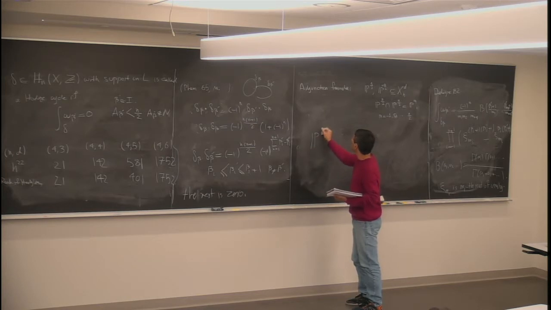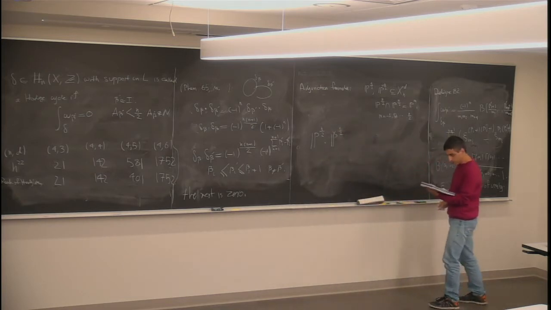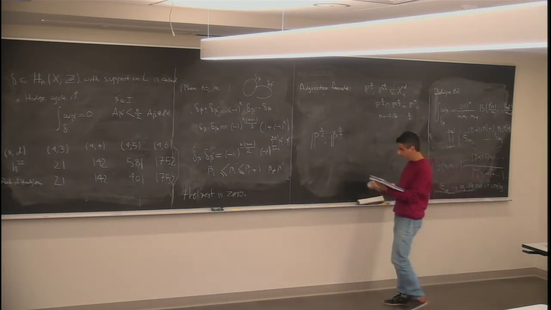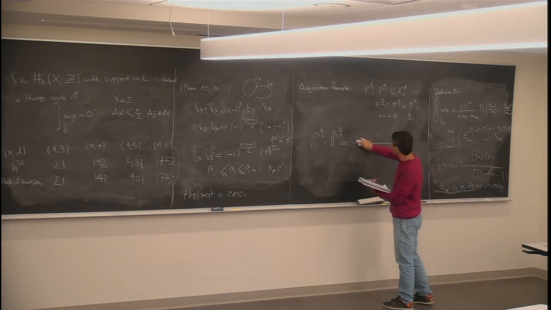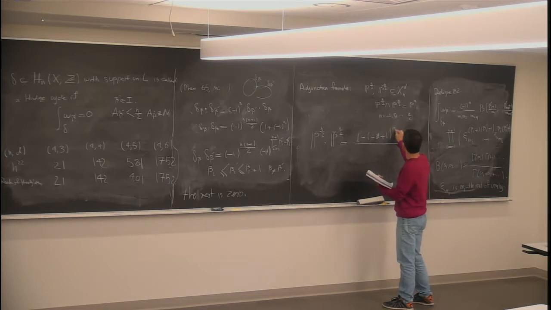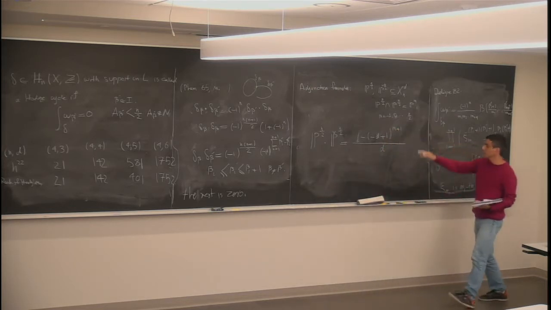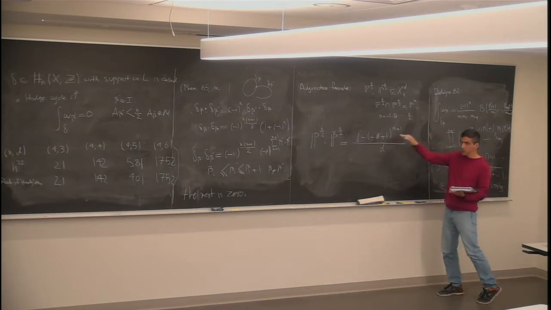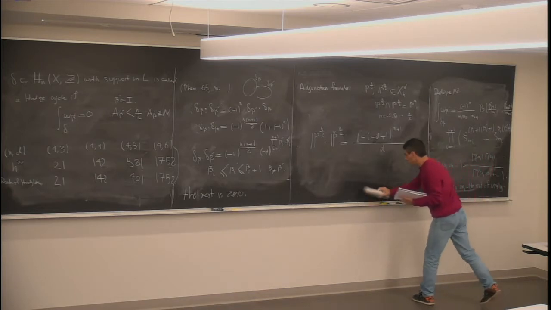Then the adjunction formula will give me this nice formula. The intersection of these two will be a number, an integer, which is divisible by d. So this is the formula for the topological intersection.